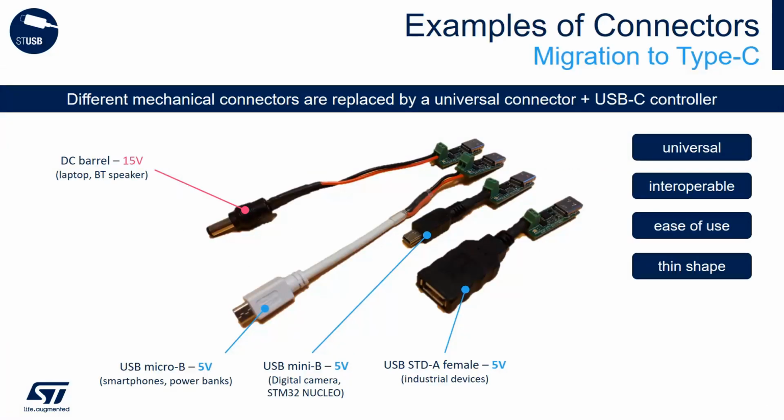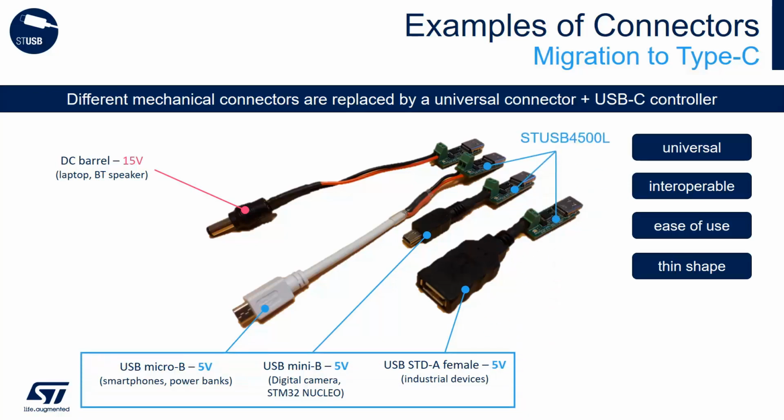As shown on the picture, different kinds of 5-volt or higher voltage connectors can be replaced by a single USB-C connector. Implementation will rely on different USB interface ICs or ICs with different settings. Our ST USB 4500L Type-C sink controller can be used to migrate 5-volt connectors to USB-C, while the ST USB 4500 PD sink controller must be used and configured to support any 5-volt to 20-volt applications.